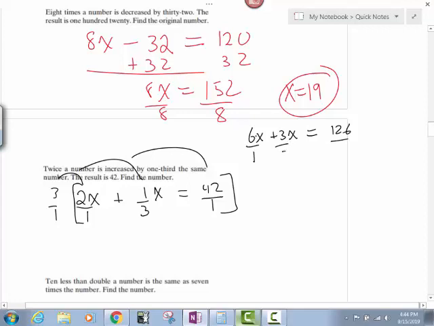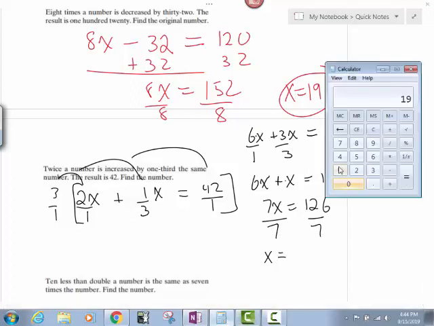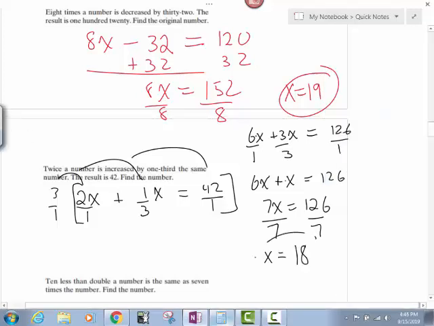Remember, my numbers on the bottom stay the same. That stays a 1, that stays a 3, that stays a 1. So that's still 6x plus another x equals 126. So now I have 7x equals 126. When we divide both sides by the number 7, I take my calculator here, 126 divided by 7 is 18. There's our answer.